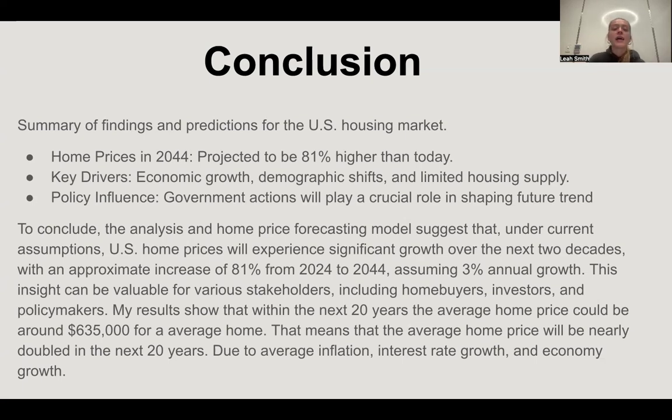So, to conclude, the analysis and home price forecasting model suggests that under current assumptions, U.S. home prices will experience significant growth over the next 2 decades, with approximately an increase of 81% from 2024 to 2044, assuming 3% annual growth. This insight can be valuable for various stakeholders, including homebuyers, investors, and policymakers.